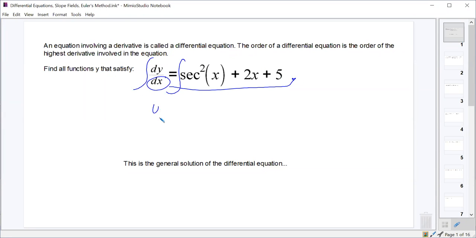and integrate both sides to get y equals something like tangent x plus x squared plus 5x plus our constant, right? We're all good and familiar with this, no issues with that. Just a simple basic integration, right? This is the general solution to this differential equation because we weren't given any specific values.